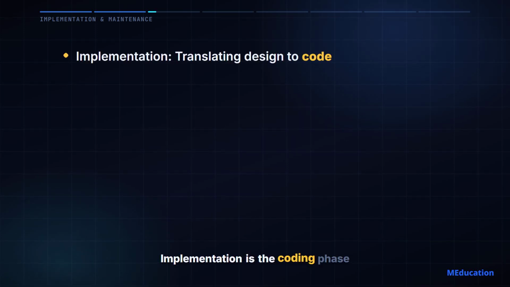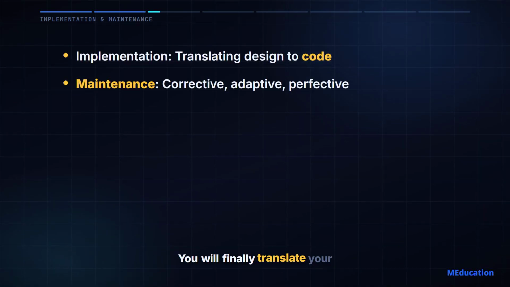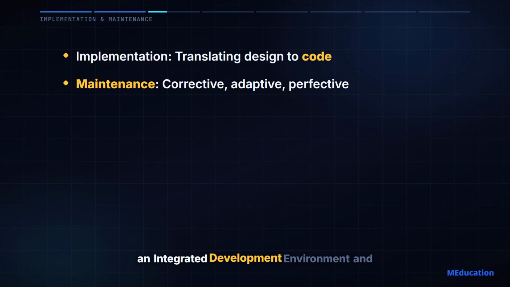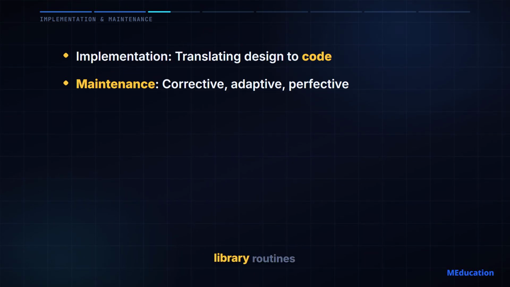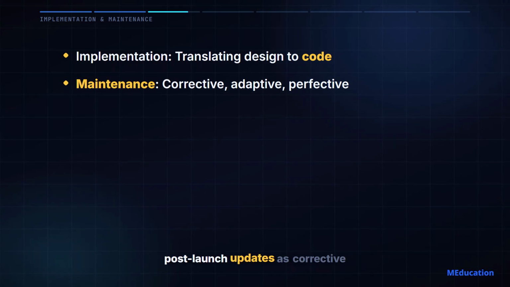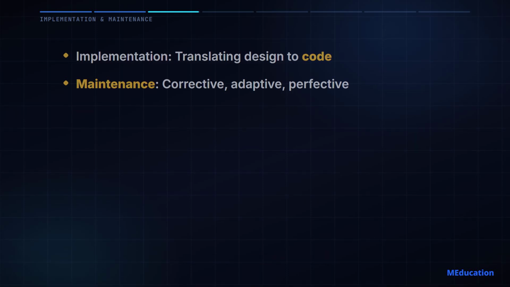Next, we bring the design to life. Implementation is the coding phase. You will finally translate your designs into working programs using an integrated development environment and library routines. But deployment is not the end of the story. Maintenance is the final and longest stage. You will learn to classify post-launch updates as corrective, adaptive, or perfective as the software evolves in the real world.